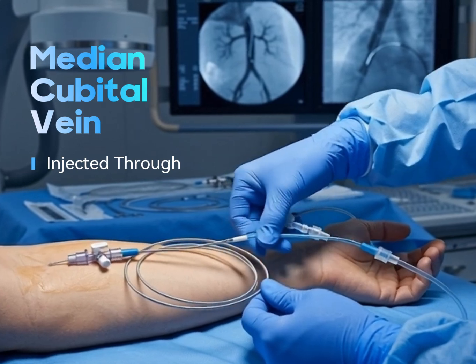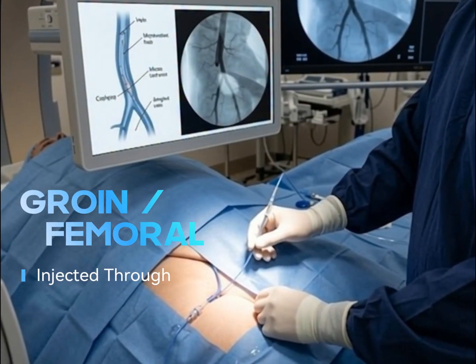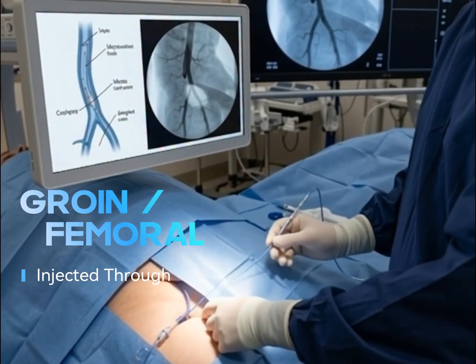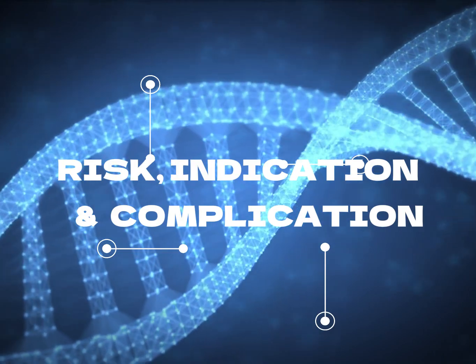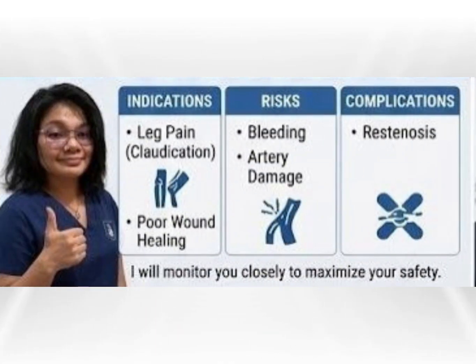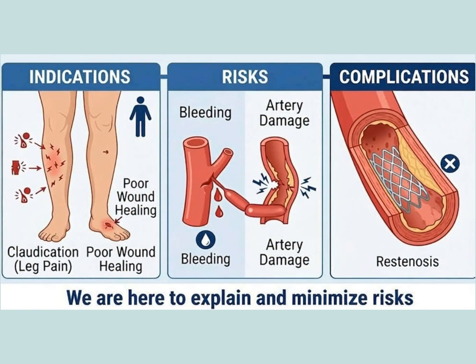During the procedure, a thin tube called a catheter is inserted through the wrist or groin and carefully guided towards the heart. So basically, technology is helping doctors be detectives inside the blood. Worsening indications may include leg pain or claudication, poor wound healing, bleeding, artery damage, or complications such as stenosis.